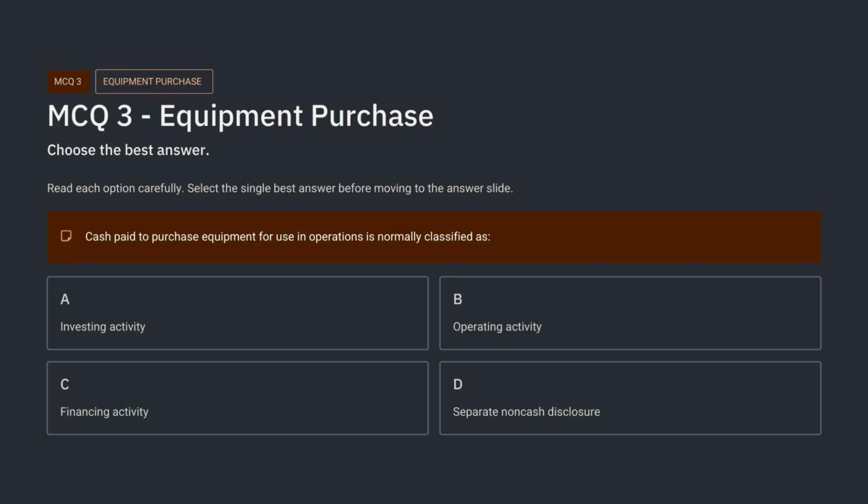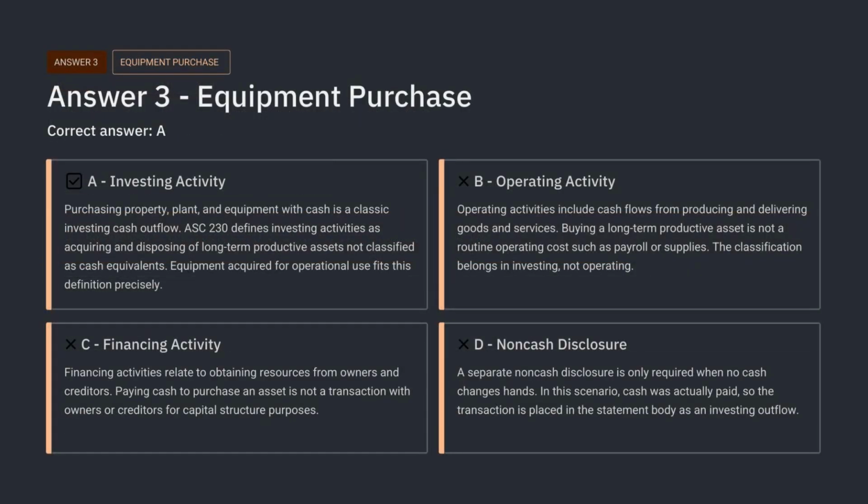Now ask, is equipment purchase part of routine operating cash payments, capital investment, or financing with owners and creditors? Think through the nature of the asset before choosing. The correct answer is A. Investing activity. Cash paid to acquire property, plant and equipment is a classic investing cash outflow under ASC 230 because it relates to acquiring long-term productive assets.